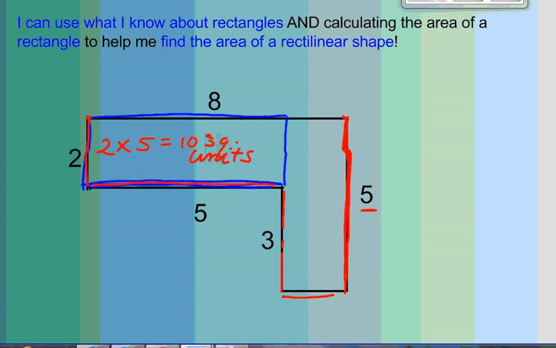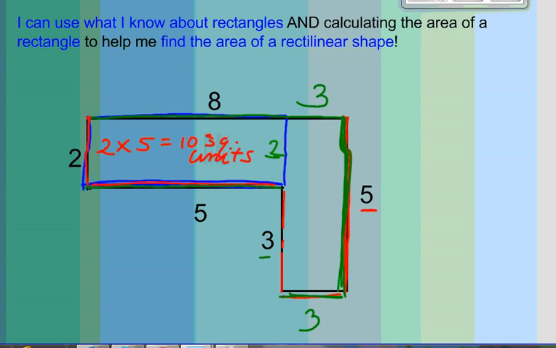But now I need to find the width. So if I know that this whole side is 8, I know that this part right here is 5. I know that 5 plus 3 more will equal 8. So the width equals 3. This side is 3. Right here is 2. I know that 3 plus 2 equals 5 right here. This is my other rectangle. But I only need 1 width and I need 1 length.